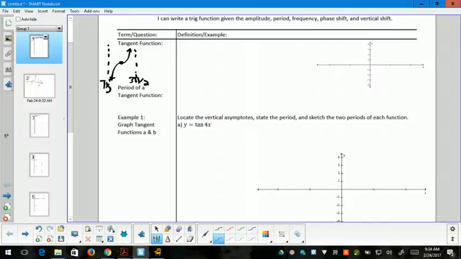Or actually, if those are the asymptotes, I could start at negative 3 pi over 2 to pi over 2 to get one on both sides of this. So we're actually going to start at negative pi over 2.